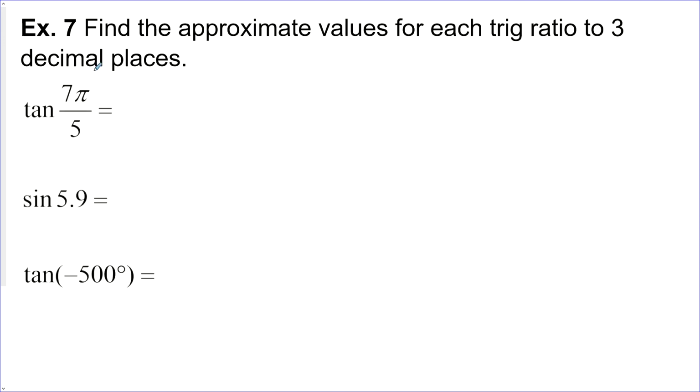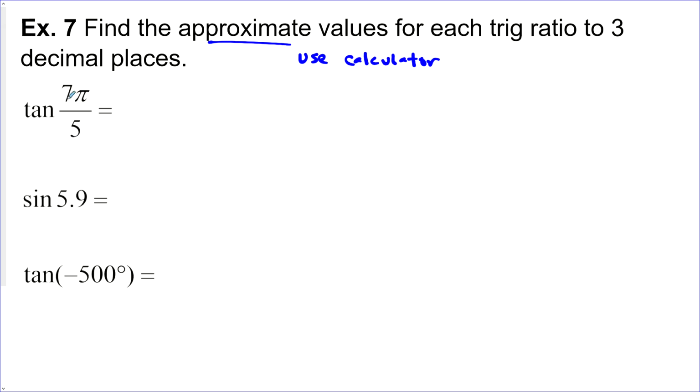Example 7, find the approximate values for each trig ratio to 3 decimal places. Approximate, we're going to use our calculator. 7 pi over 5 is not a special angle, neither is 5.9, neither is this one. So we're just going to use our calculators. Put this in our calculators. Now, make sure your calculator is in the right mode.